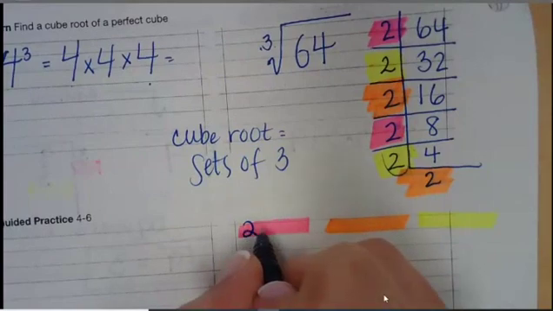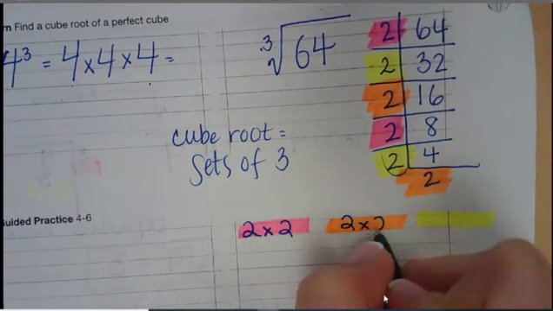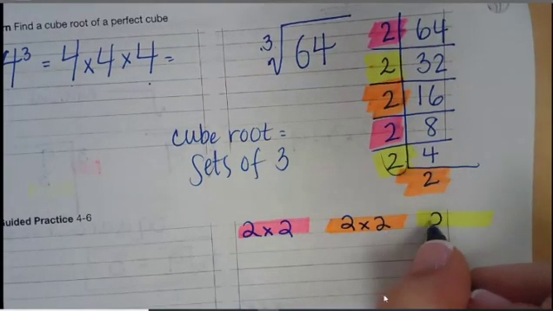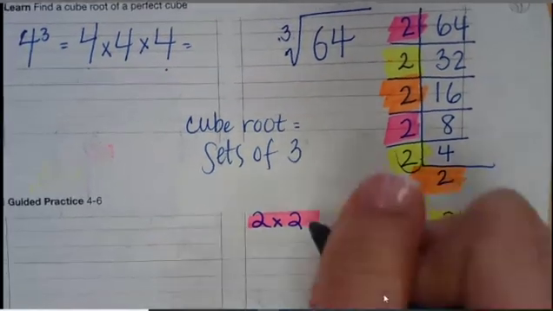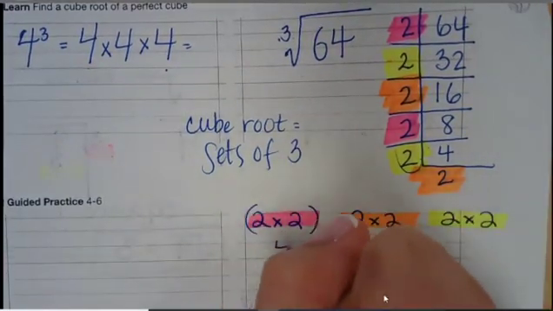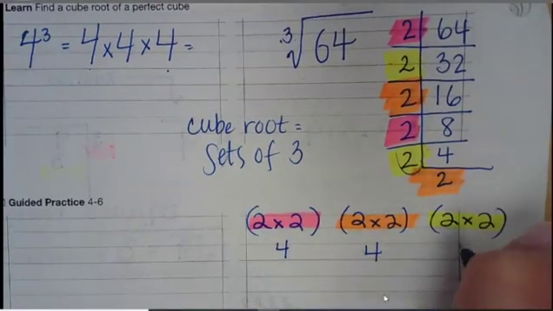My pink group has 2 times 2 in it. My orange group has 2 times 2 in it, and my yellow group has 2 times 2 in it. I look, they should all be the same. They're all 2 times 2. So this is equal to 4. This is equal to 4. This is equal to 4.